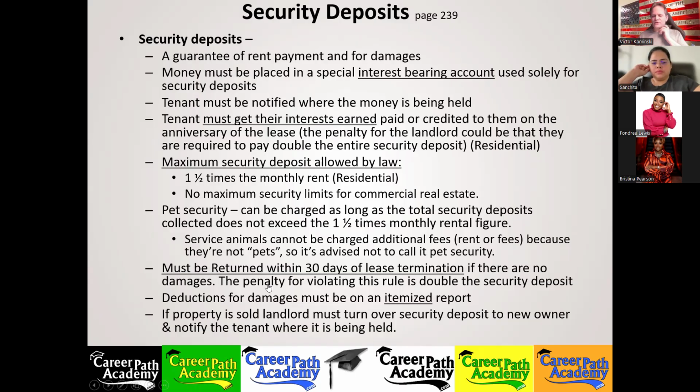Security deposits have to be returned to the tenant within 30 days of their lease termination if there's no damages. So the penalty for violating this rule would be double the entire security deposit to the landlord. That would be their penalty for not returning the money to the tenant.